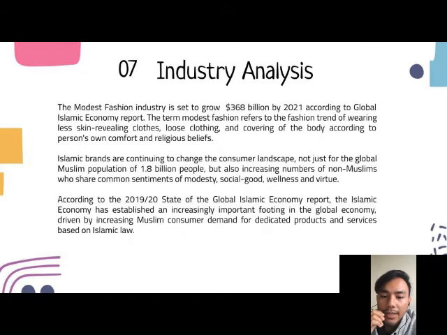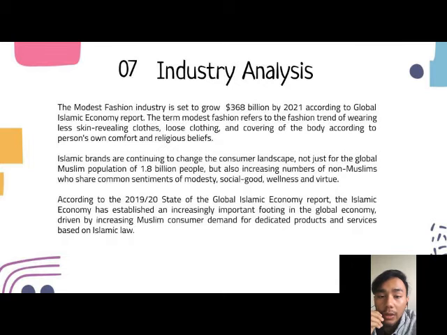Next, the industry analysis. The modest fashion industry is set to grow to $368 billion by 2021, according to the Global Islamic Economy Report. The term modest fashion refers to the fashion trend of wearing less skin-revealing clothes, loose clothing, and covering the body according to the person's own comfort and religious beliefs. Islamic brands are continuing to change the consumer landscape, not just for the global Muslim population of 1.8 billion people, but also increasing numbers of non-Muslims who share common sentiments of modesty, social good, wellness, and virtue.